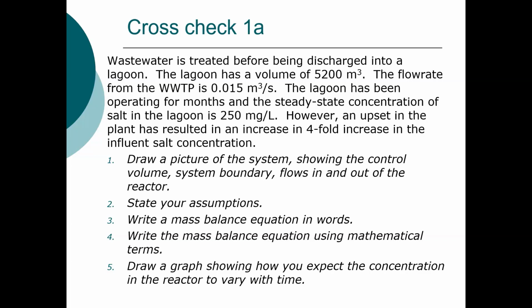You're told that the lagoon has been operating for months and it has a steady state concentration of salt in the lagoon of 250 milligrams per liter. However, there's been a plant upset, and that has resulted in a sudden increase in the influent salt concentration. It's increased by a factor of 4. So Monday's class was asked to draw a picture of the system, show the control volume, the system boundary, flows in and out, state their assumptions, etc.